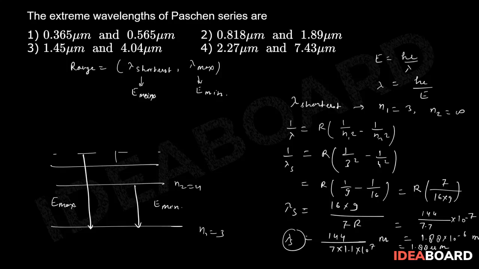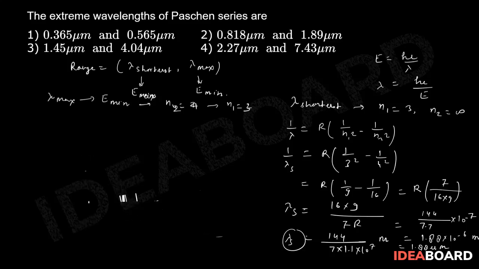So for the upper range lambda max, we need to get E minimum, and E minimum is only for this segment 4 to 3. So the transition will be n2 is equal to 4 to n1 is equal to 3. So if I utilize the formula once again, 1 upon lambda max is equal to R into 1 upon n1 square. If you see the formula, n1 is 3 square, fixed in the Paschen series, minus 1 upon infinite square. So 4 square.